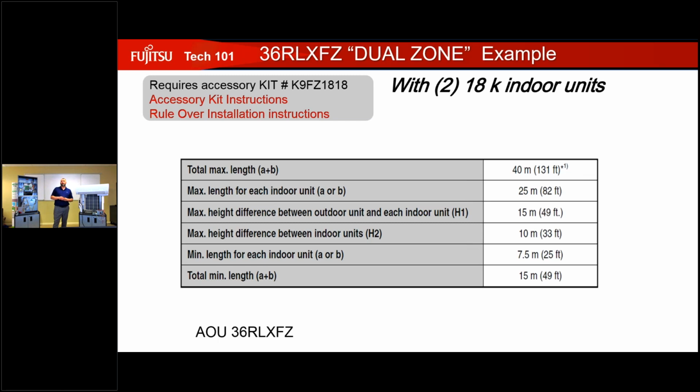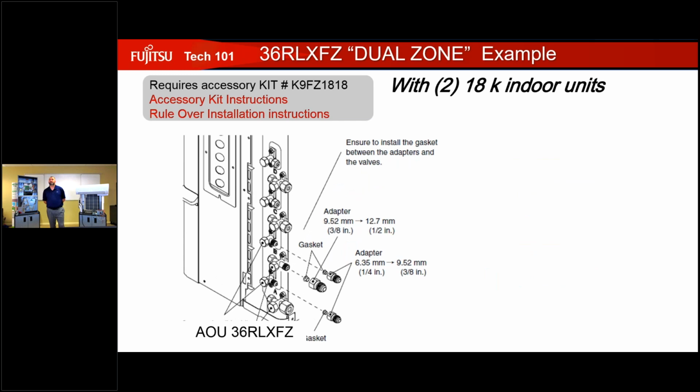And also, our maximum line set for each indoor unit stays the same. Maximum height difference stays the same. But the total minimum length now becomes 49 feet. So you have to have at least 25 feet on each unit and at least 49 feet total minimum, with the total max length of 131 feet. That will be with the accessory kit instructions. So always make sure you follow those if you get an accessory kit to go with your installation. So you can see the changes there.